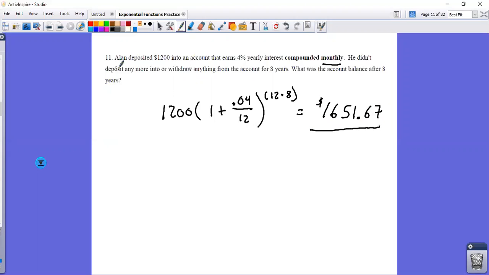And the whole reason it says he didn't deposit anymore is because if he added money to the account during this time, that would change all of the interest and everything. So, and just make sure when you're compounding, this number should match that number. It'll always appear there twice. Question? Good so far?